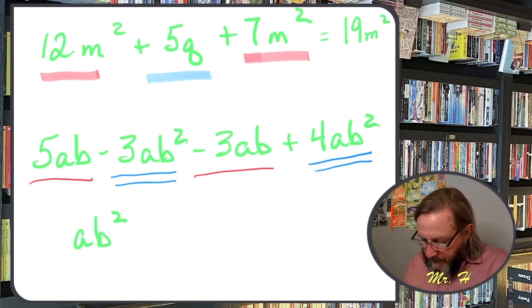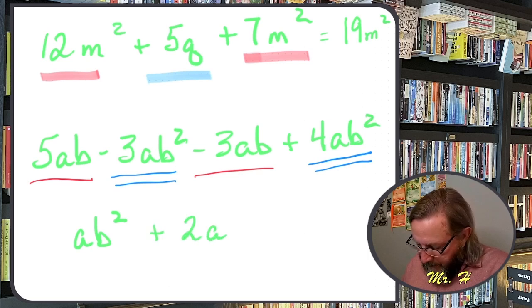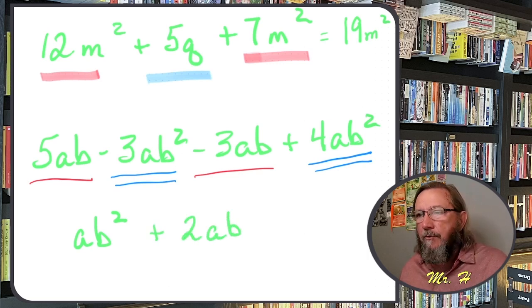How many ab's do we have? Well, we have a positive 5 right here. We have a negative 3 right here. Positive 5 and negative 3 is a positive 2. So that's going to be plus 2ab. And that will be our answer for those problems.